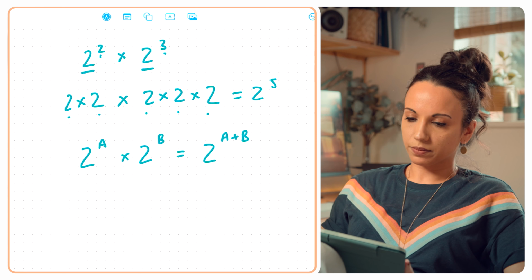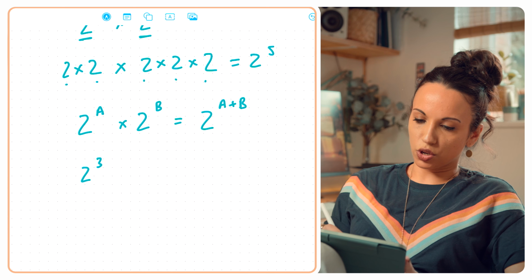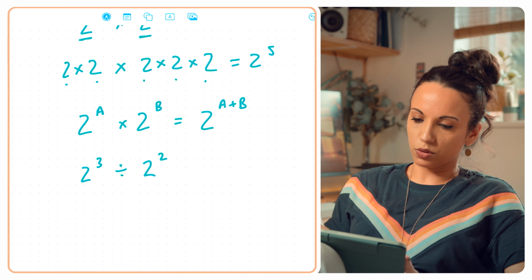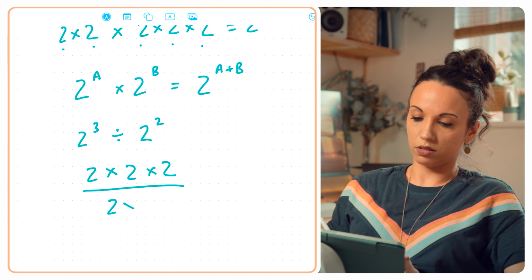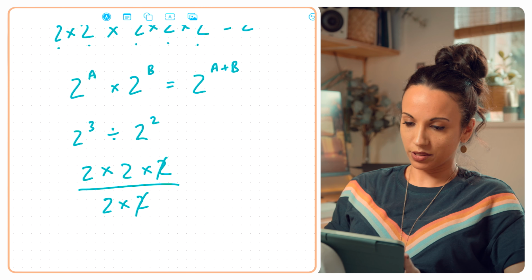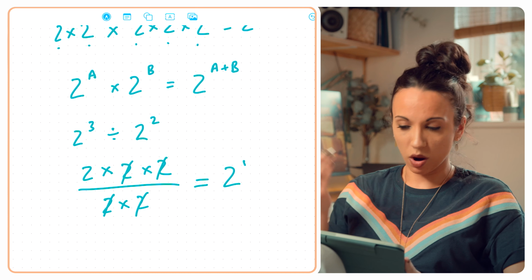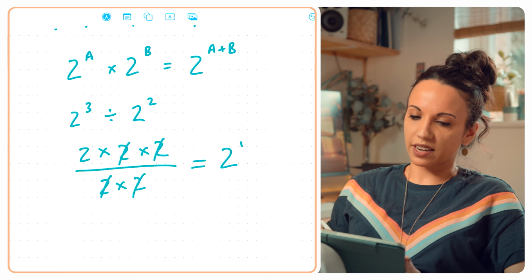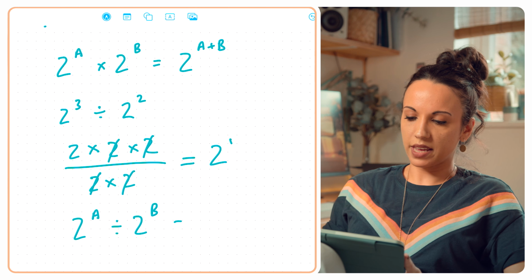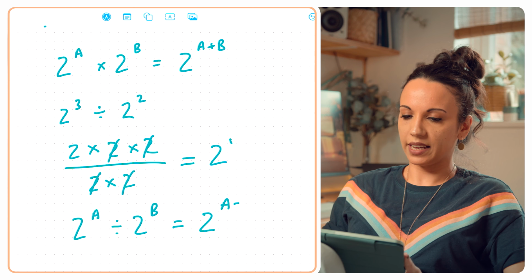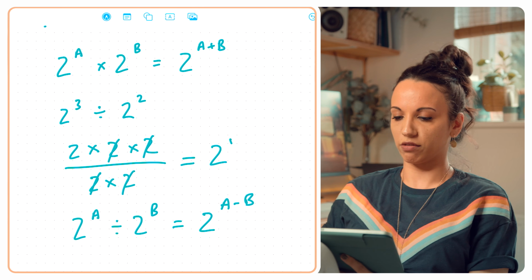In the same way, I could work out that 2 cubed divided by 2 squared, so that would be 2 times 2 times 2 over 2 times 2. Now I can go back cancelling 2's, cancel those. What am I left with? 2. Or, which is the same as 2 to the power of 1, we just don't need to write the 1. So what I've worked out here is that 2 to the power of A divided by 2 to the power of B is 2 to the power of A minus B. Okay, so even if we forgot the rules, we can quite easily generate a couple of the rules.